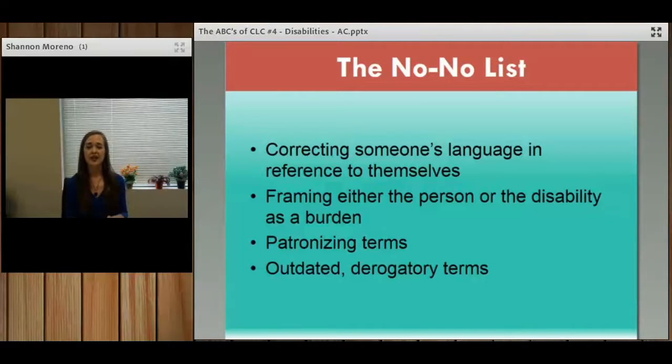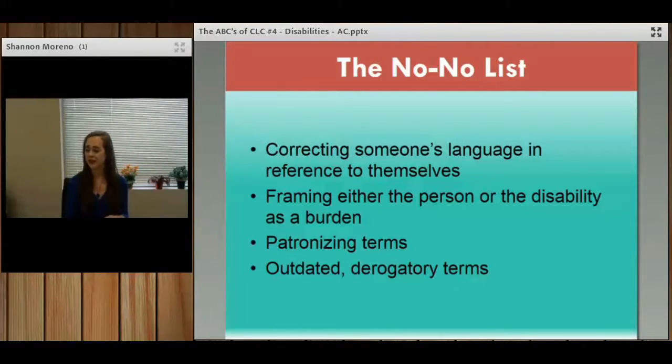Framing either the person or the disability as a burden. There are a lot of different ways, and on the next slide we're going to take a look at some examples of these different things on this no-no list. But anytime the way that we're phrasing it paints the picture that the person is a burden or the disability is a burden, we want to try to stay away from that. Even from the medical model of viewing disability, where folks may view their disability as genuinely something that's limiting, like a burden in my life type of thing, the person is never, ever a burden, okay?